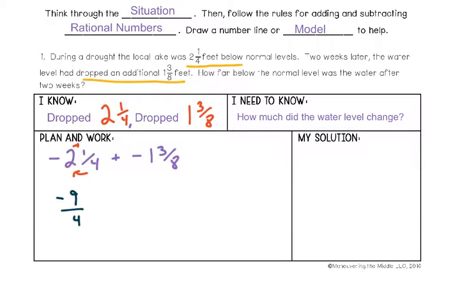And I'm going to do the same thing over here. 8 times 1 is 8, plus the 3 on top is 11. So I'm going to multiply and then add. So I've got 11/8, and remember that's negative.